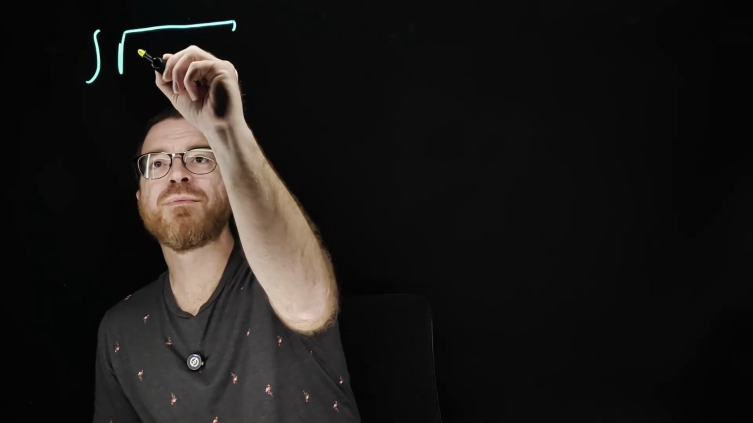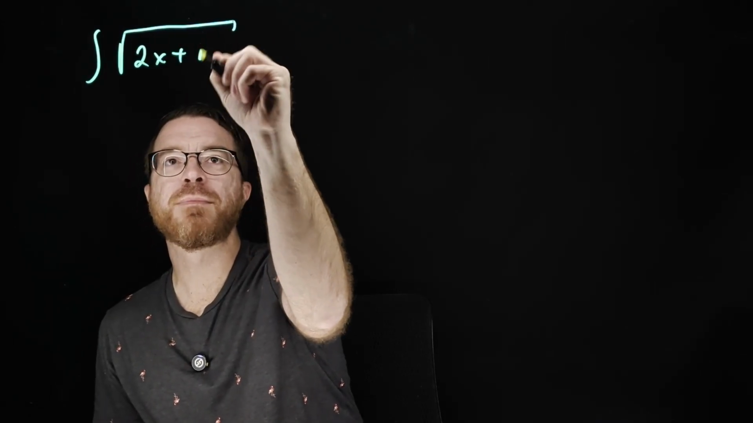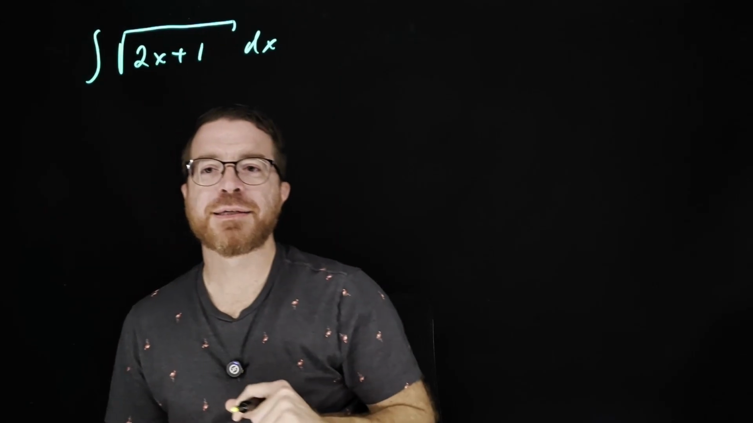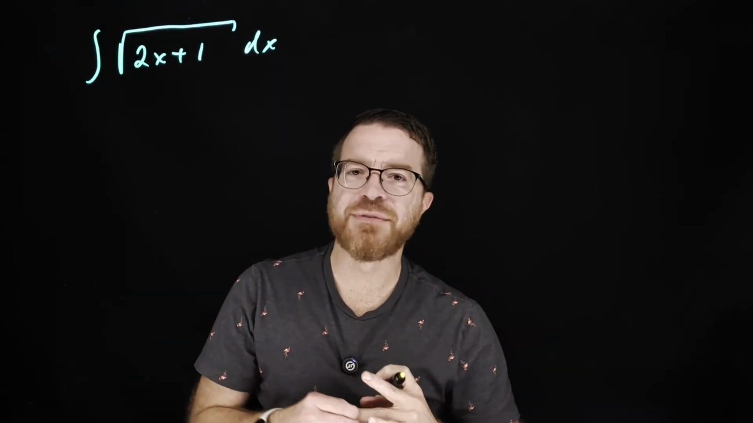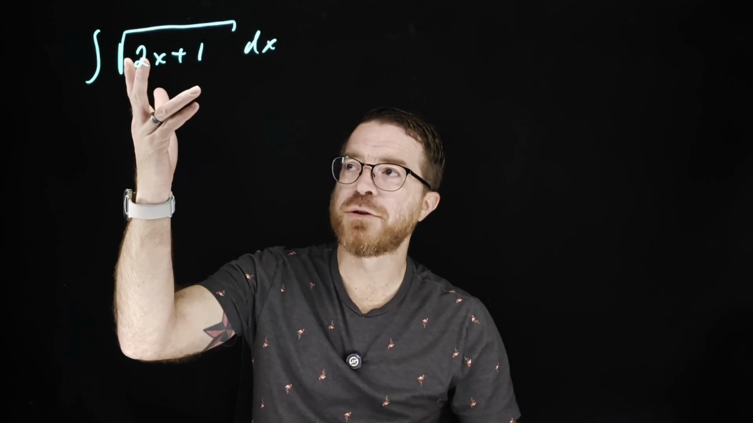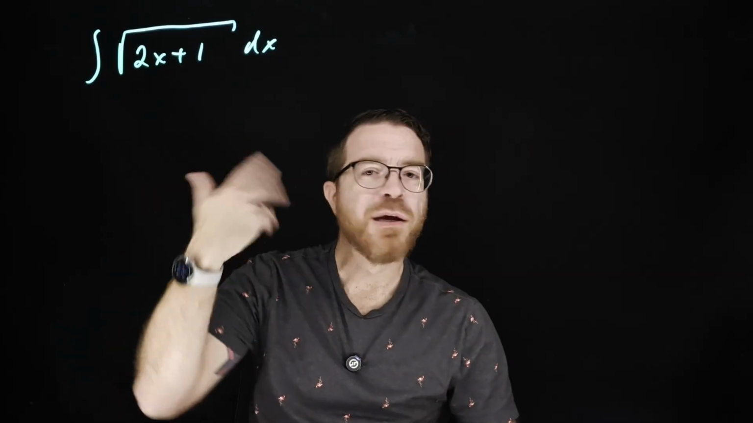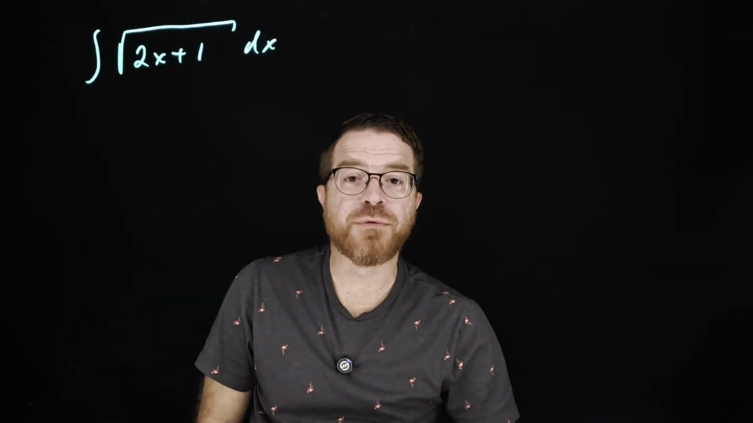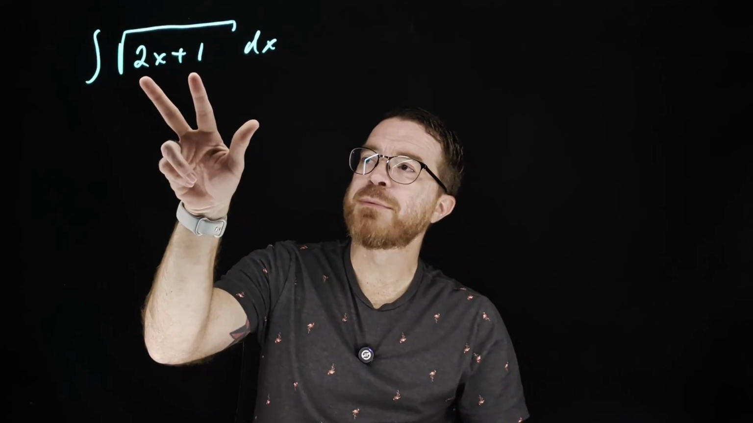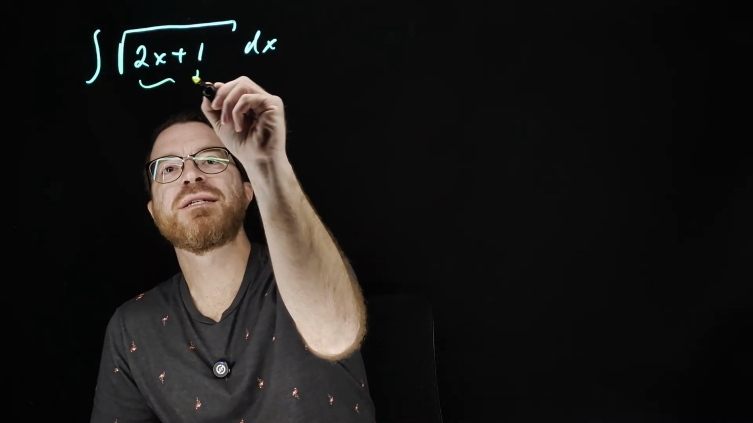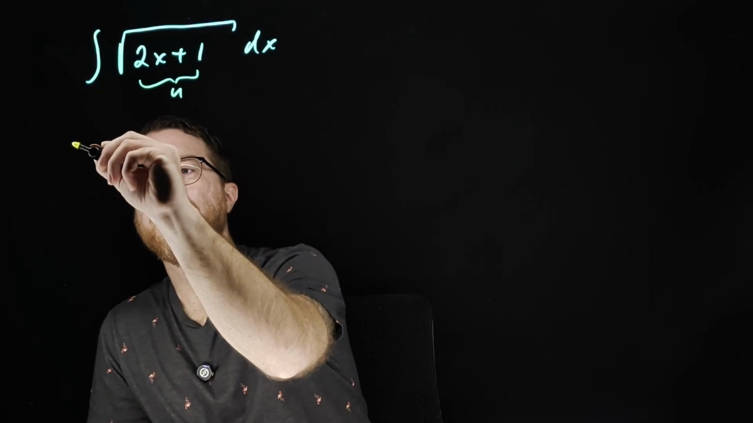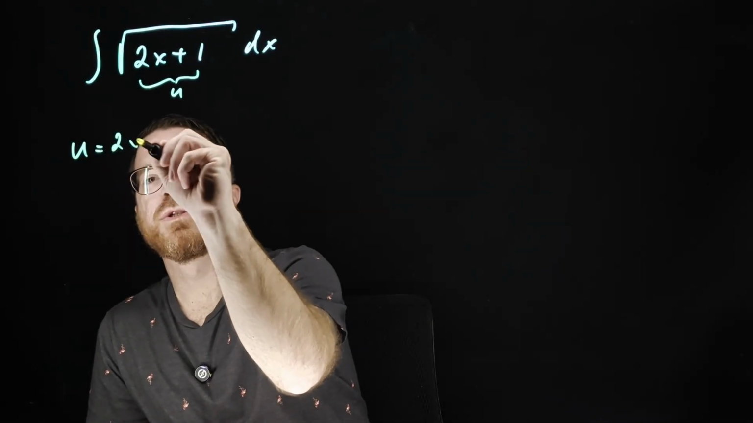For our second example, we want to evaluate the integral of the square root of 2x plus 1 dx. Just like before, this isn't one that we can solve directly, because even if we change this to 2x plus 1 to the 1/2 power, we still don't have a way to solve this directly right now. So we're going to substitute this 2x plus 1 and write that as our u. So u equals 2x plus 1.